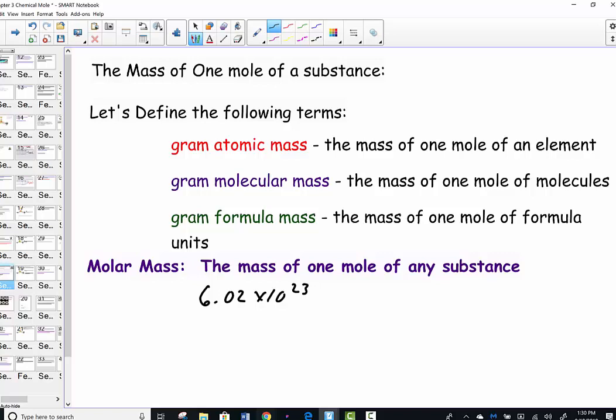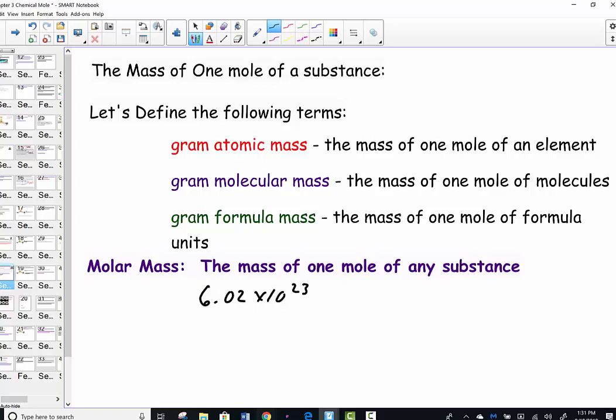If I went and weighed out carbon, think of a lump of coal as carbon, the black soot, I would be weighing atoms of carbon. That's its building block. The gram atomic mass is 12.011 grams, the mass of 1 mole. If I'm weighing atoms, gram atomic mass. Sometimes I'm weighing compounds, not just elements.